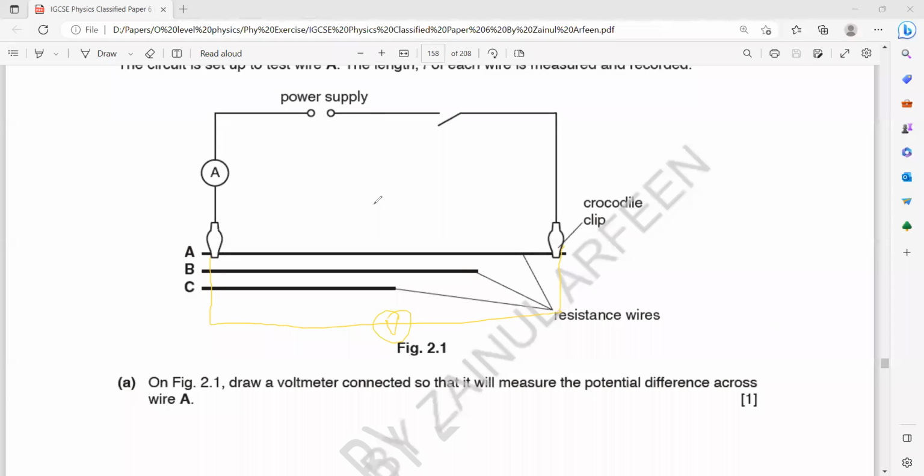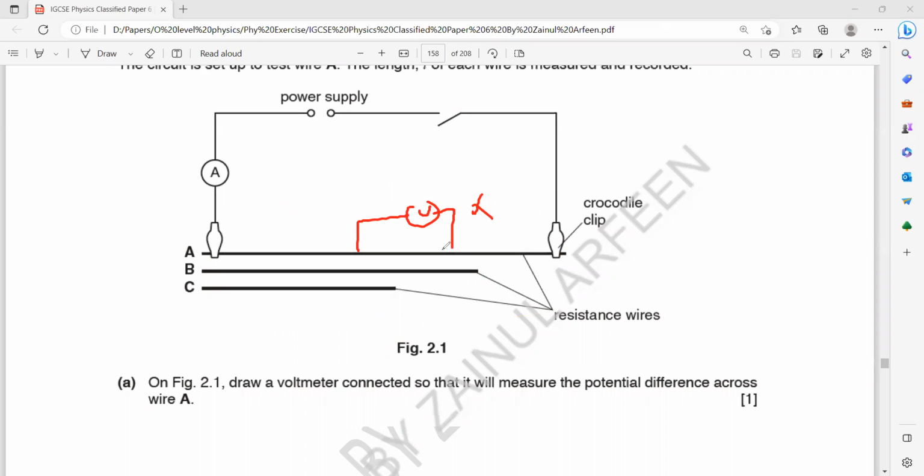Yeah, you can connect here, or even here. This part also, voltmeter, that's fine. You can connect it down, that's also fine, because the voltmeter is either up or down. But if a student connected it like this on the wire, then it is wrong.